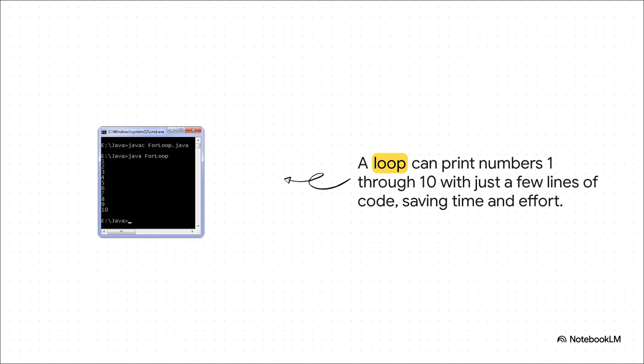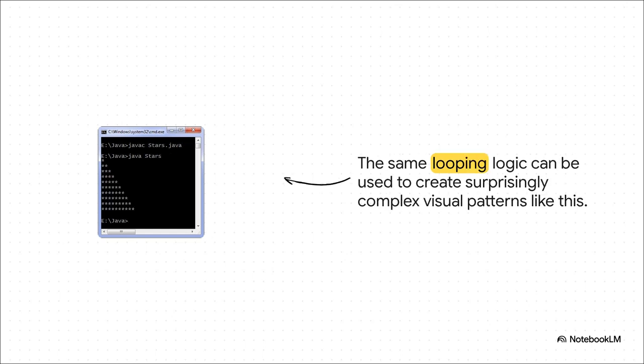This is exactly how programmers get computers to do all the heavy lifting. And what's really cool is that you can use that same simple idea of repetition for some surprisingly creative results. This triangle pattern, for example. It might look complicated, but it's really just one loop running inside of another one.